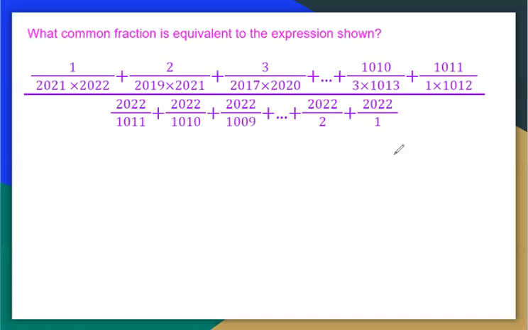Hello, everyone. So we are going to have another MATHCOUNTS problem. This was 2023, Sprint number 28. This was actually one of the interesting problems. So the question asks to simplify this whole mess, right?